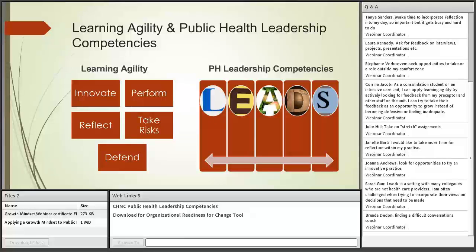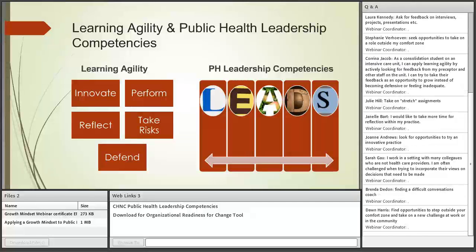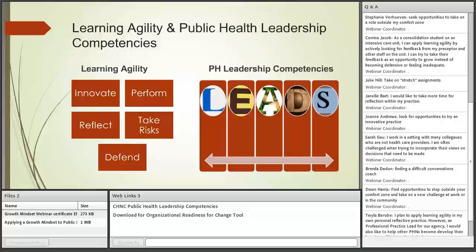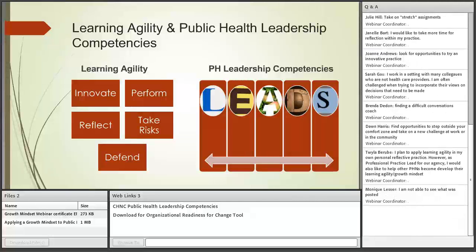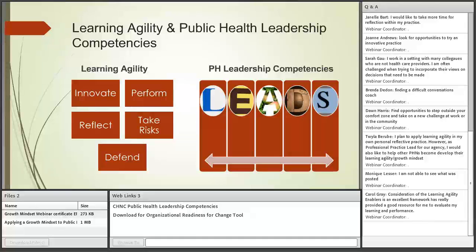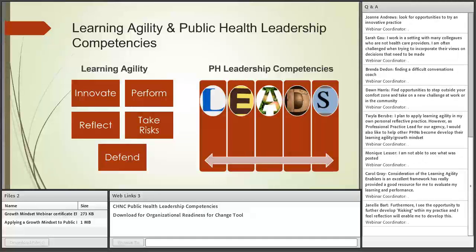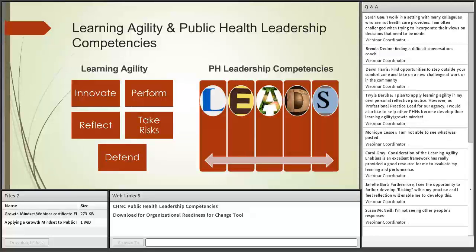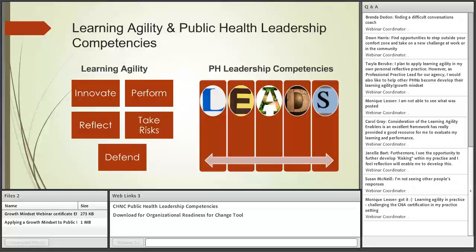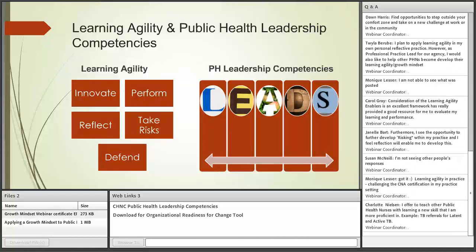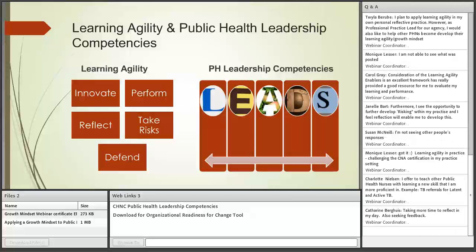And then you have defend, the last component of learning agility. And that is connected, I would say, to the public health leadership competencies, the LEADS framework, under Lead Self, the L part. And defending is really about being open to listening and seeking feedback, not just when feedback is given to you, but actually going out and looking for feedback. So if you do look for that feedback to improve, then you're not being defensive. And that's a key component, and that links into the leading self part of the public health leadership competencies.